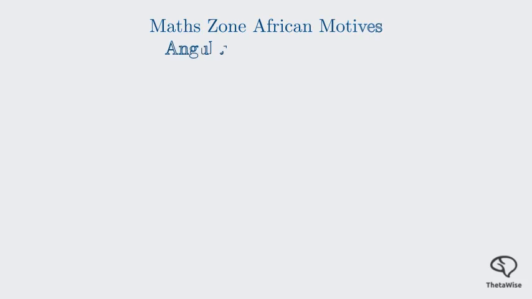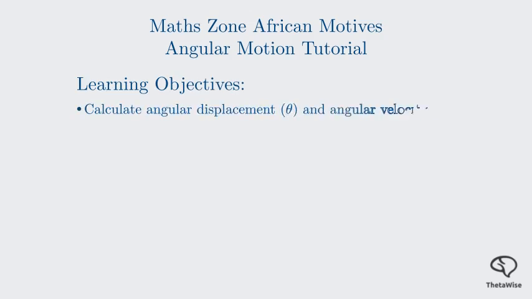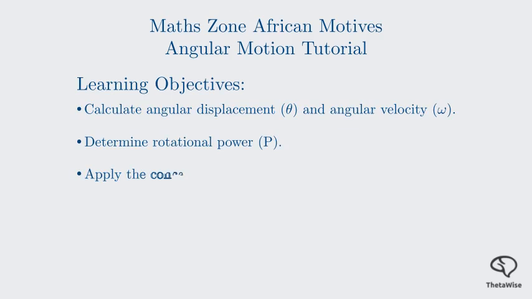In this tutorial, we will be working through a question on angular motion. Our objective is to solve 4 multiple-choice questions related to angular motion, power, and efficiency. By the end of this video, you will be able to: 1. Calculate angular displacement and angular velocity. 2. Determine rotational power. And 3. Apply the concept of efficiency. Let's dive into the first part of the question.